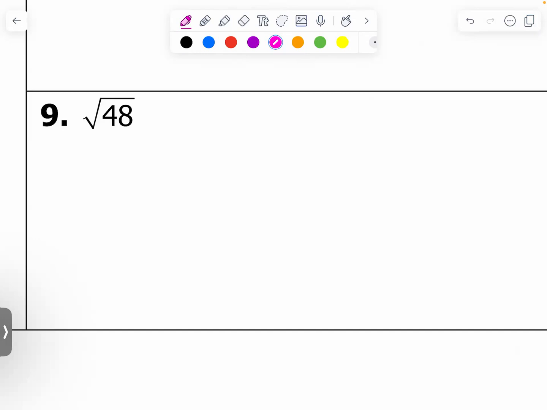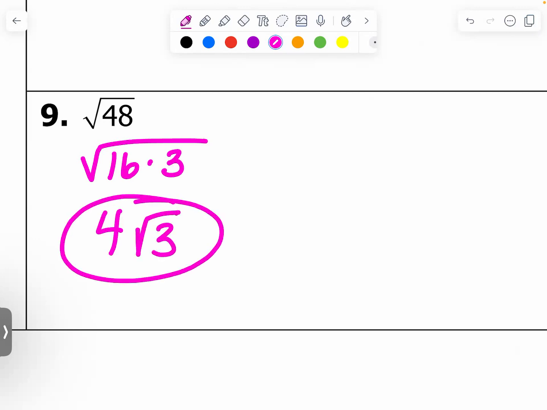Henry is getting 4 radical 3. Does anybody agree with them? Okay. Zayden, did you say that 48 is 16 times 3? And then the square root of 16 is 4? There it is. Are you trying to do the tree or no? Yeah, but I don't know what. Can you also get 6 and 4?